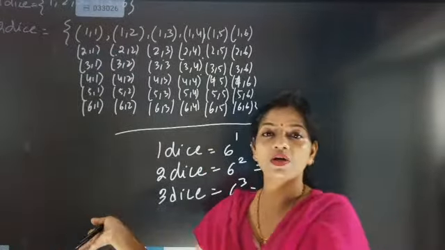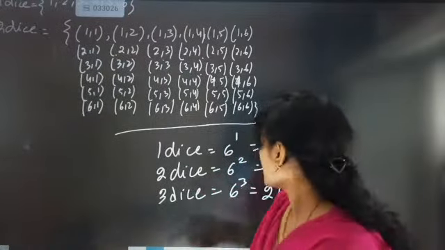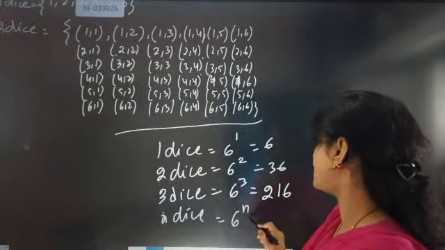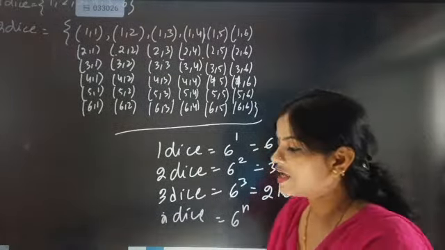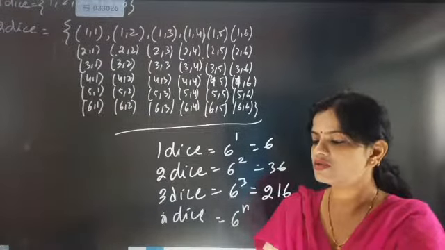When n dice are rolled together, the possibilities will be 6 to the power n. So n dice means 6 to the power n. I hope you might have understood this point. Come on, quickly tell me. Understood, yes or no?